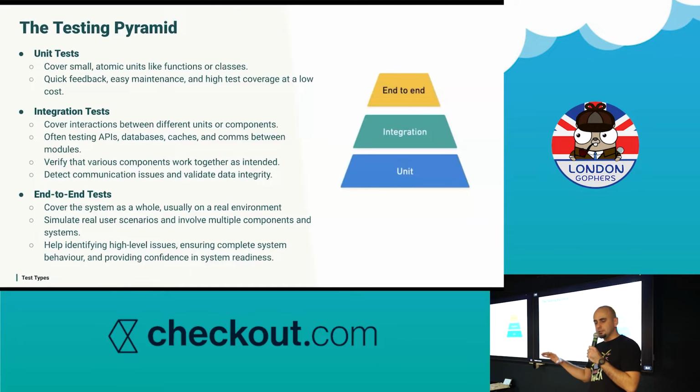Next up, you've got your integration tests. So these basically cover interactions between different units or components. You're often testing services, APIs, databases, caches, and communications between these components. And what you do is you verify if these components work together as you wanted. And basically, you detect communication issues or validate your data integrity.